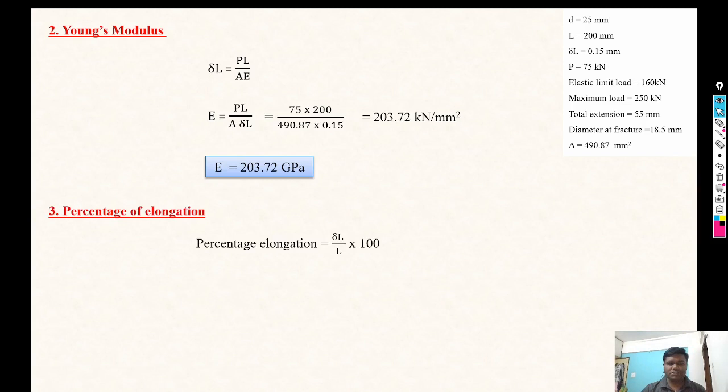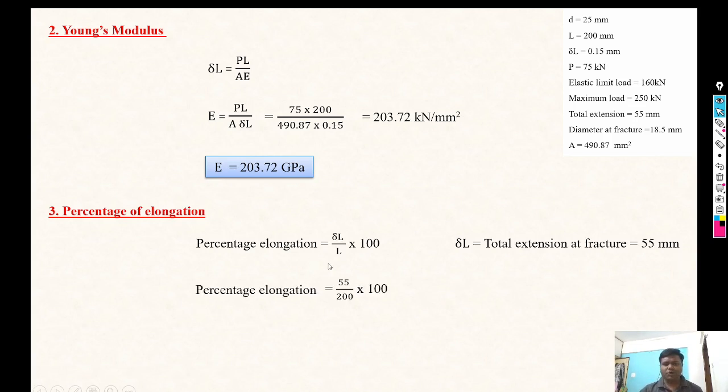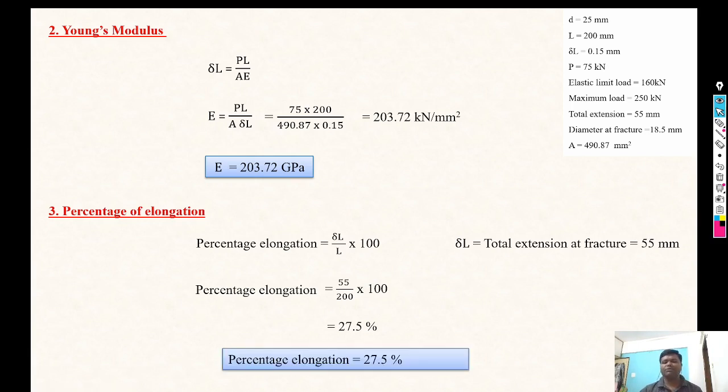Percentage of elongation. See, in the previous numerical they gave the total length at fracture, but now here they have given the final extension at fracture, that is the change in length at fracture, 55 mm. The formula is change in length divided by original length. The change in length is 55 mm, original length is 200. We get the percentage of elongation, that is 27.5.